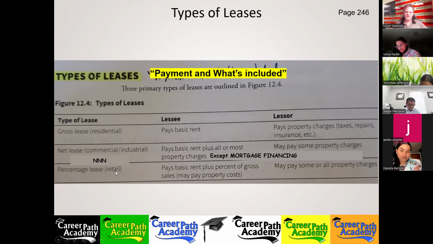And then we have a percentage lease. This is common on retail properties, where the tenant, the lessee, pays the basic rent plus a percentage of their gross sales.